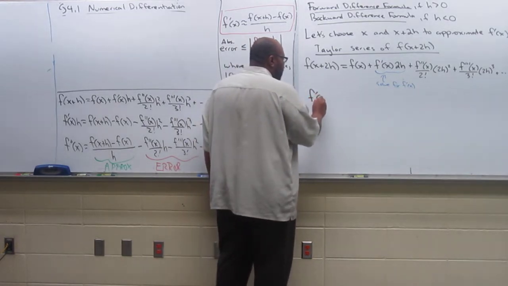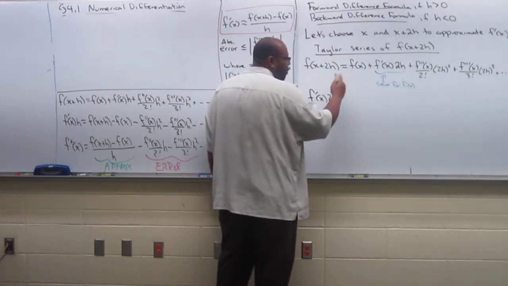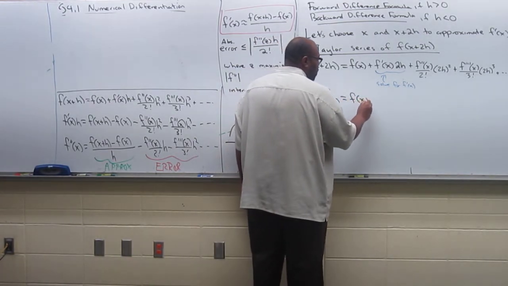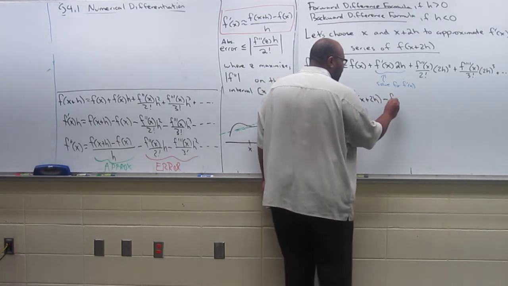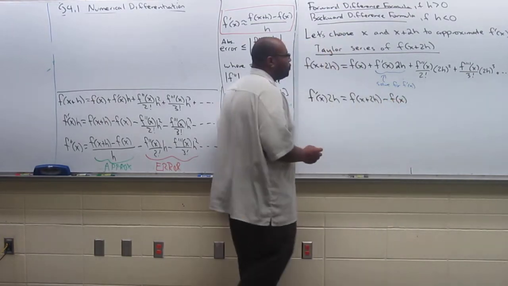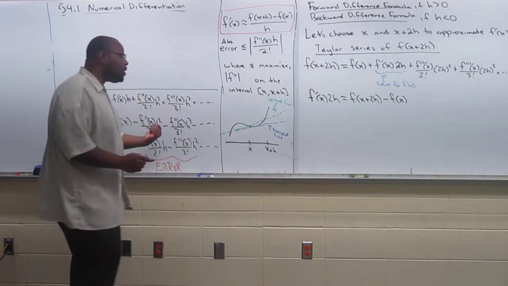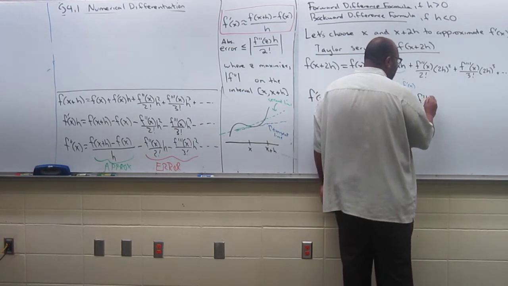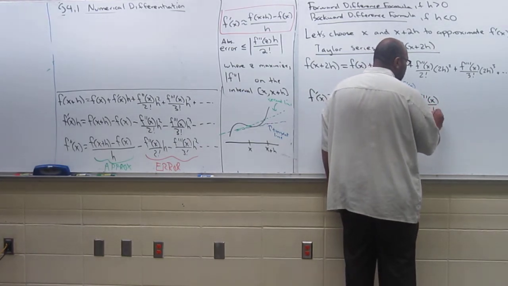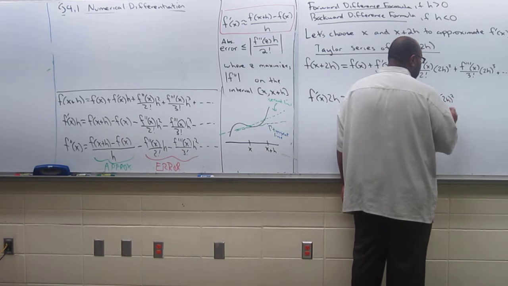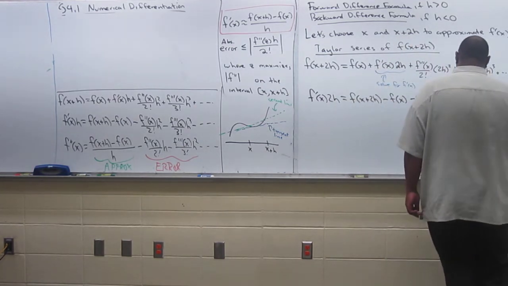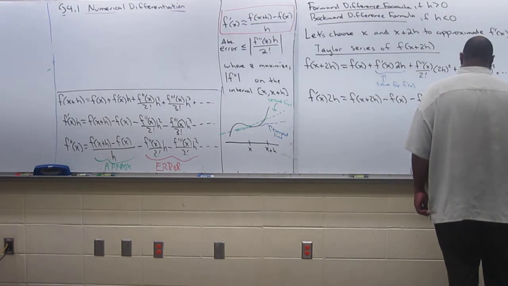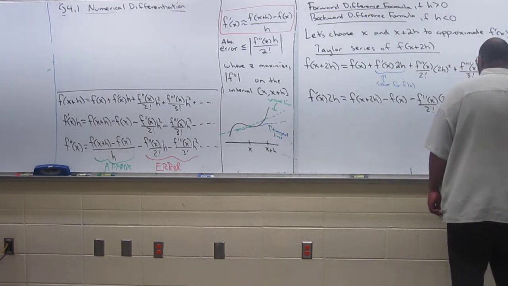F prime of x times 2h, getting f prime of x times 2h by itself, equals f of x plus 2h minus f of x. Same thing I did right here in this example. Then I'm going to do minus f double prime of x divided by 2 factorial, 2h squared, minus f triple prime of x divided by 3 factorial, 2h cubed, and so on.